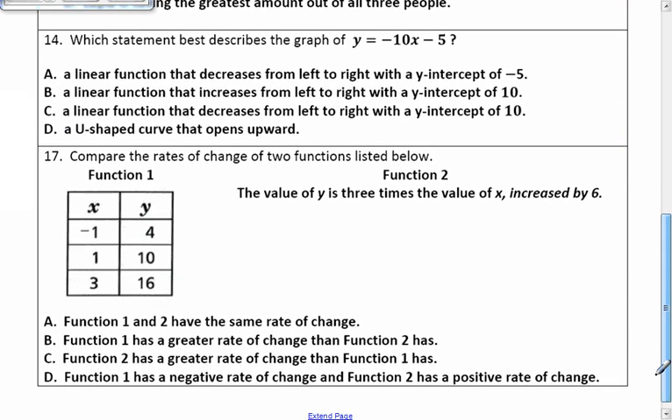Number 14, which one best describes the graph? Y equals negative 10x minus 5. So I know that the slope is negative 10. I know that the y-intercept is negative 5. Choice A, linear function that decreases from left to right with a y-intercept of negative 5. Sounds fine to me.